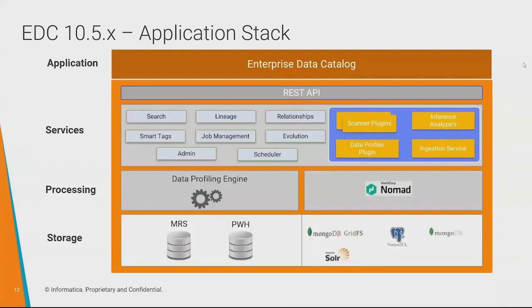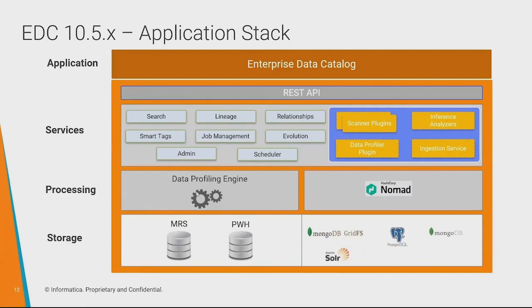Okay, moving on. Let's go through the Enterprise Data Catalog application stack and see how the tech stack that we went through aligns against these different layers. On the storage layer, we already discussed in detail in the previous slide the usage of many of these technologies here: MongoDB, MongoDB Grid File System, PostgreSQL, and Solr. And we also discussed that the MRS relational DB is used for the resource configuration. The profiling warehouse database, that's a relational database as well, acts as the temporary storage for all the profiling results. Right. So moving on to the processing layer.